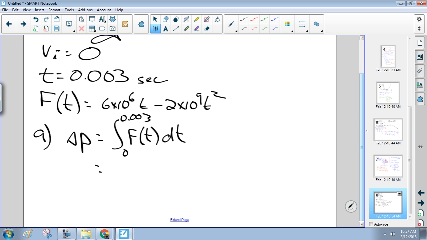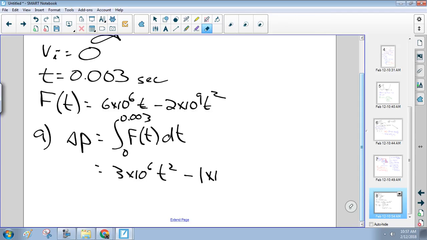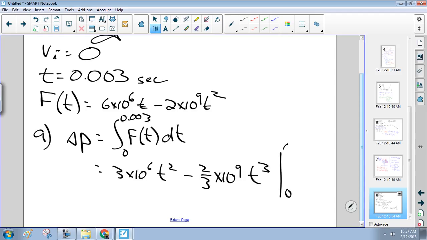Do I need to rewrite this? Can I just write what you get after you take the integral? Yes. So you're going to get 3 times 10 to the 6th t squared minus 2/3 times 10 to the 9th t cubed, evaluated between 0 and 0.003. Terrible scientific notation, then.